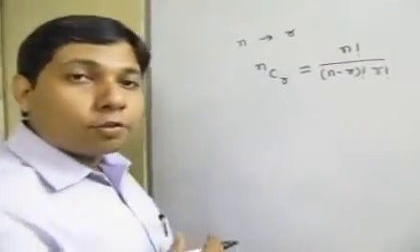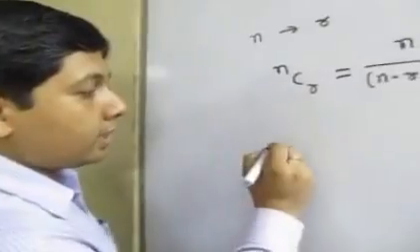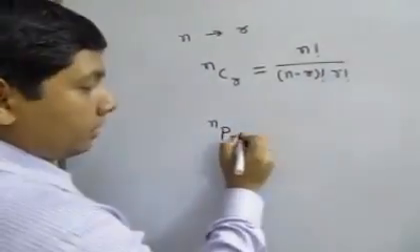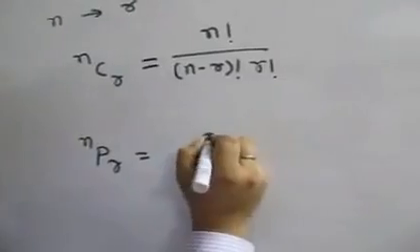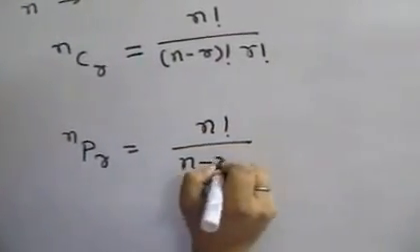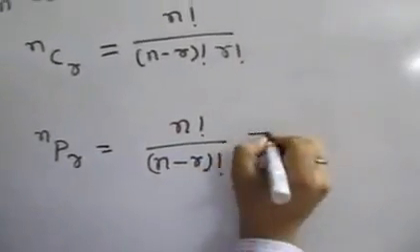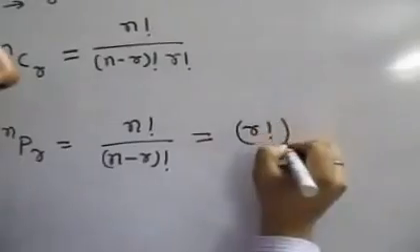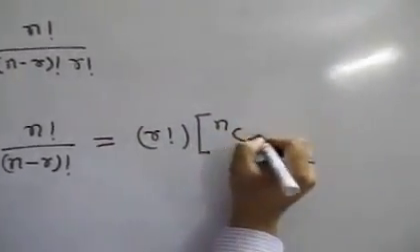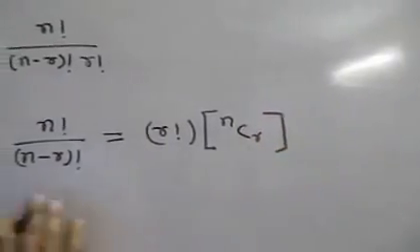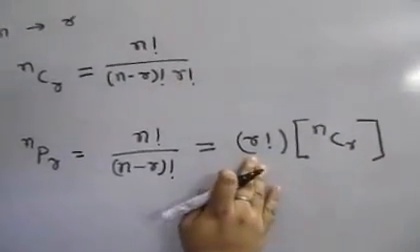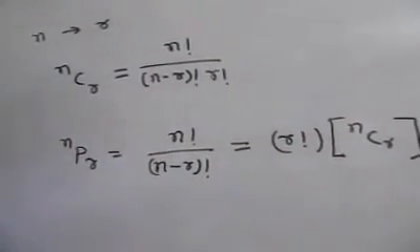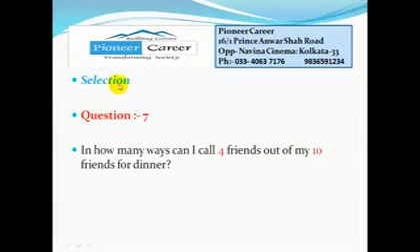Next concept is, if I have to arrange r articles out of n articles, then the formula says nPr. It represents permutation of r articles out of n articles. That is equal to n factorial by (n minus r) factorial, or it is also equal to r factorial into nCr. Today we will not discuss permutation in detail, but we will discuss combination, and then we will see if arrangement of r articles is required or not. Now we are able to solve questions based on selection, using the formula we just saw, nCr.